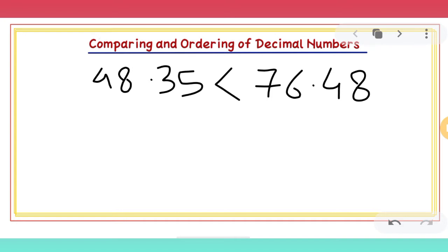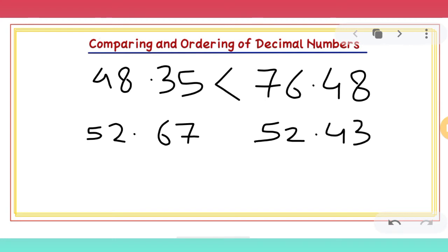For example, 52.67 and 52.43. Now in this we can see the whole part, that is 52, is the same in both the cases.